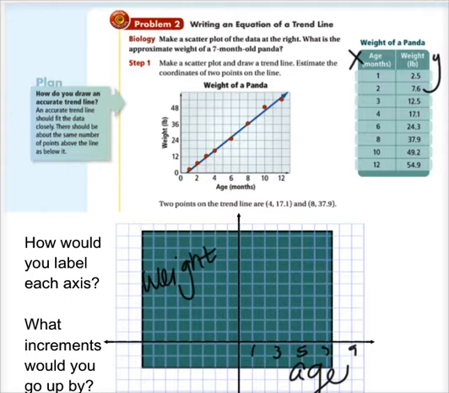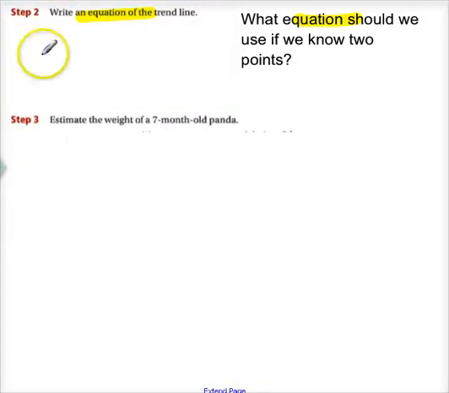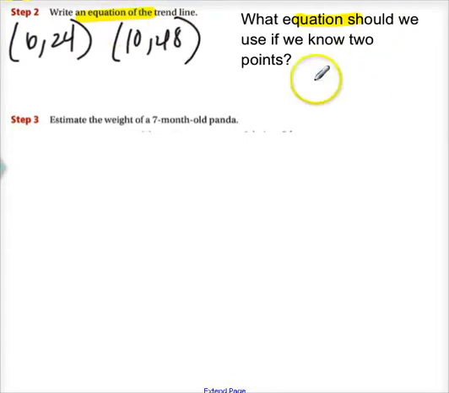Anyway, you're going to find 2 really nice points on your graph. I'm going to pick this one and this one. So my coordinates are 6, 24. Now remember, you could have different points than someone else uses in your class. 6, 24, and this one is 10, 48.